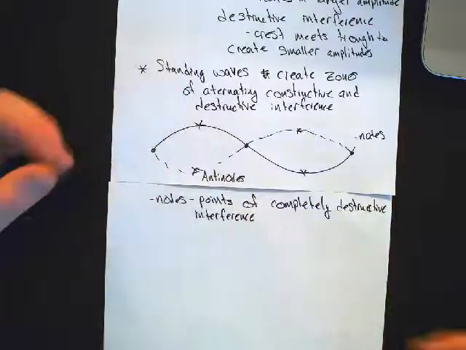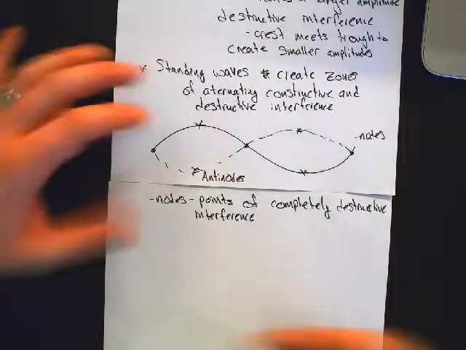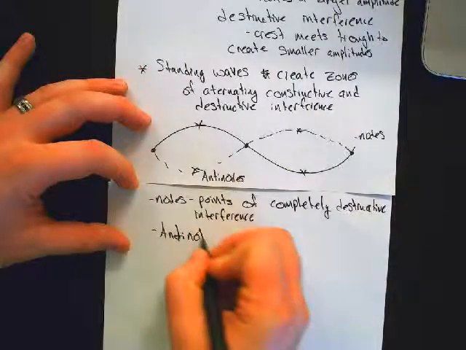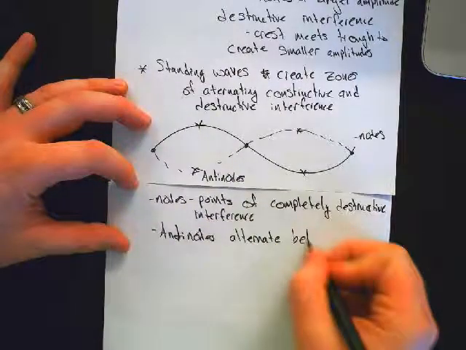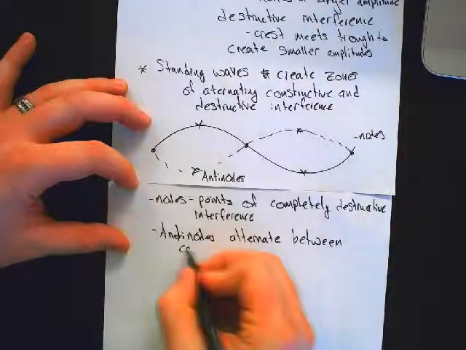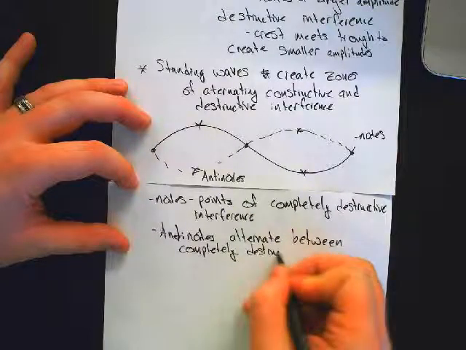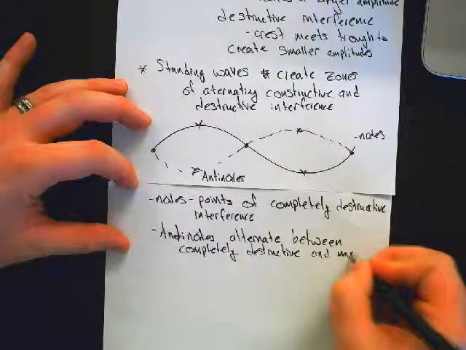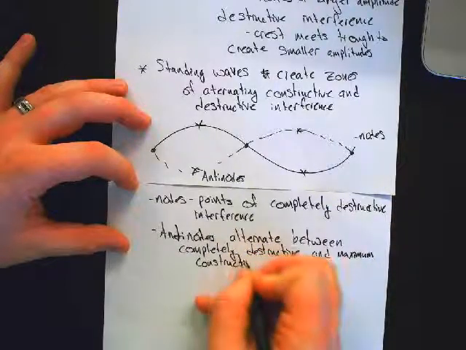Antinodes alternate between completely destructive and double the amplitude, or maximum constructive interference.